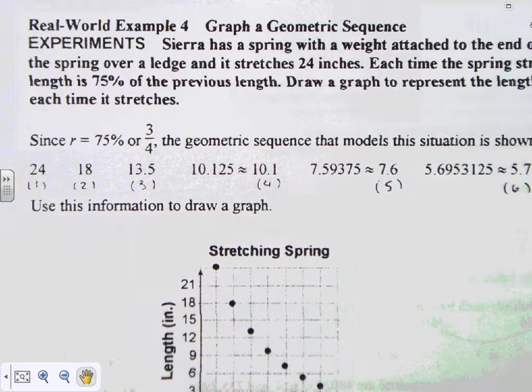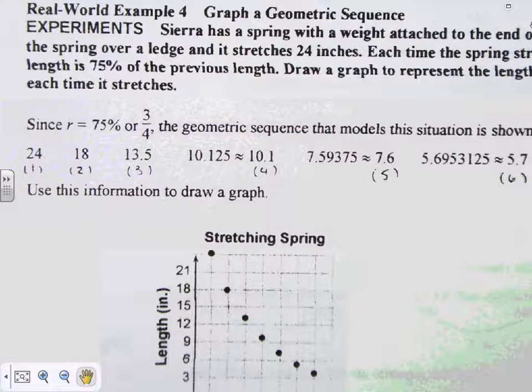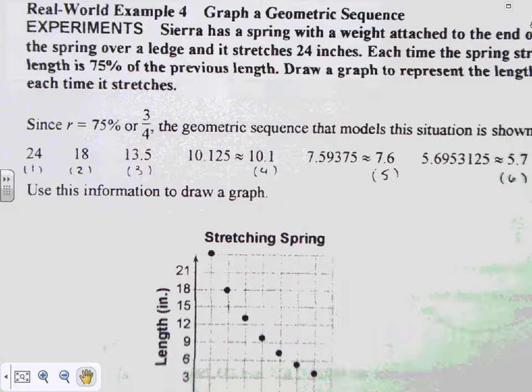Sierra has a spring, and I use the name Sierra because that's one of my daughter's names. Anyway, Sierra has a spring with a weight attached to the end of it. Think of a slinky, okay? And she's going to throw it over the edge of a table, and it's going to bounce up a little bit, and a little bit less, a little bit less, a little bit less, right?